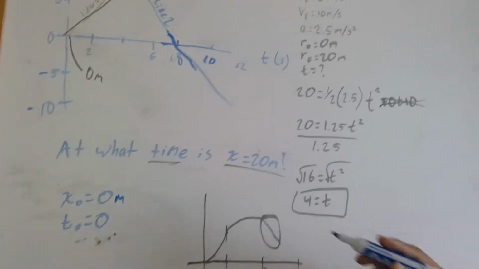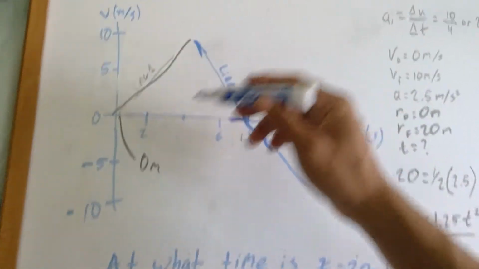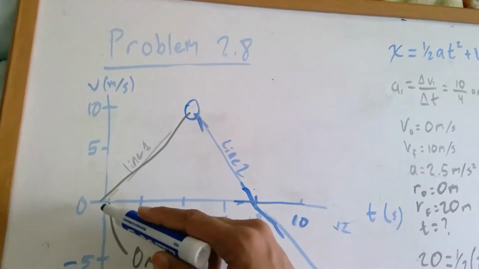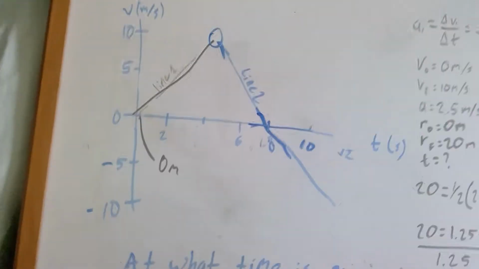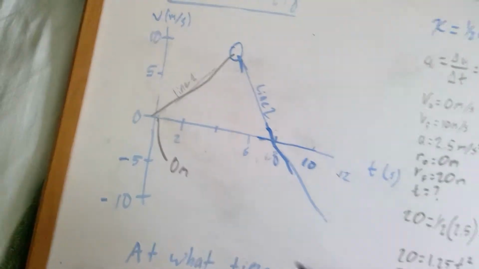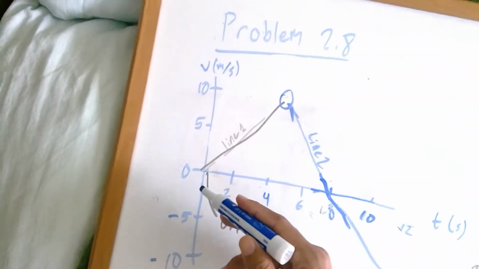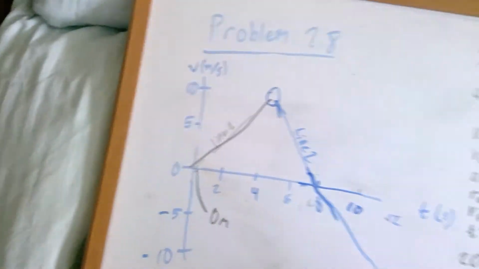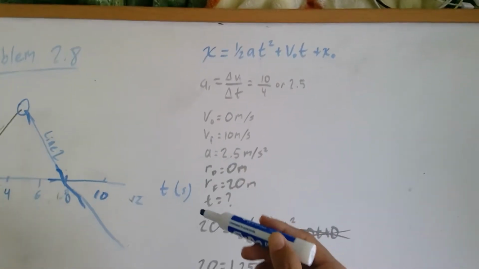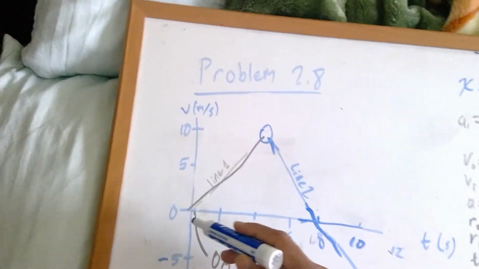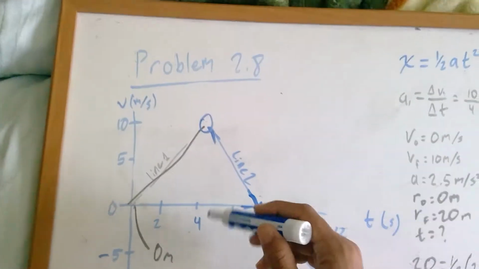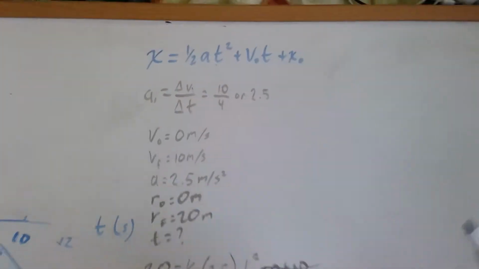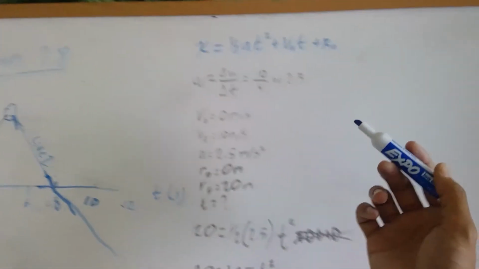So, going from the starting position and all the way up to this point here, because this graph is different from this graph, what we want to find out is the acceleration of this first little graph here, the line 1 that I labeled. That is found from the change in velocity over the change in time, which is 0 to 10 velocity over 4 seconds, which is 10 over 4. That means the acceleration is 2.5.